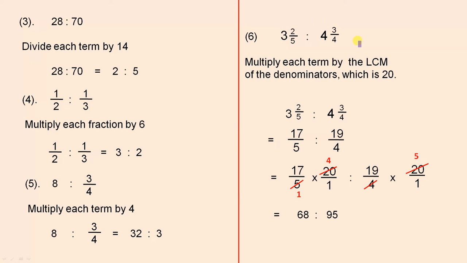3 2/5 is to 4 3/4. Multiply each term by the lowest common multiple of the denominators, which is 20. So 5 and 4 divide into 20. So we have this original ratio and we turn it to improper fractions, and that gives us that. If we multiply 17/5 by 20, then we multiply 19/4 by 20. When we do our cancelling, we get 68:95.